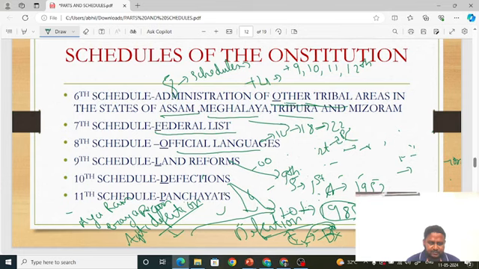The 73rd Amendment, in 1992, added panchayats, that is local self government. Local self government was brought in through the 11th and 12th Schedules. In rural areas it is panchayats and in urban areas it is municipalities. We have spoken about this in parts also.